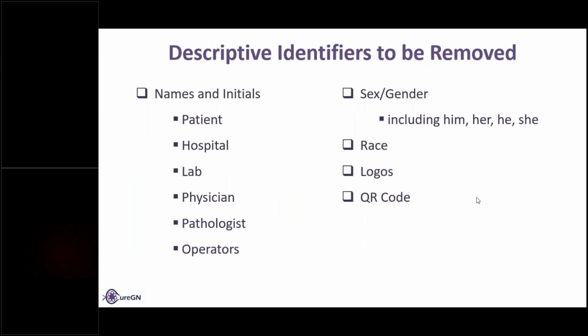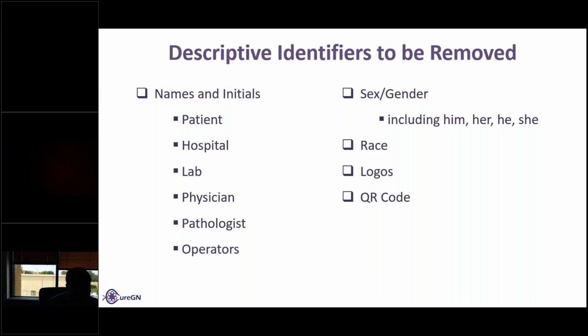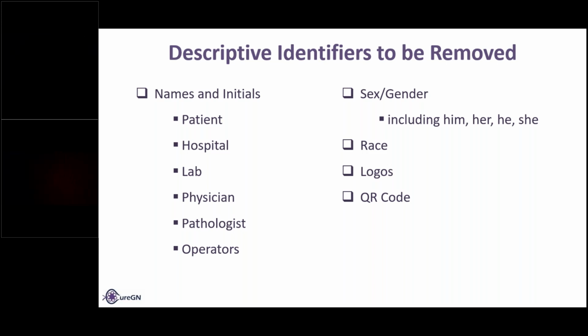So now I just want to go over some of the de-identification that needs to be done. Everyone's been uploading, which is great. Unfortunately, I end up sending back probably about 85% of them because something's not de-identified or labeled correctly. So I just want to remind everybody what to look for. The descriptive identifiers that need to be removed are names and initials that pertain to the patient, the hospital, the lab, physician, pathologist, operators, or any names and initials.